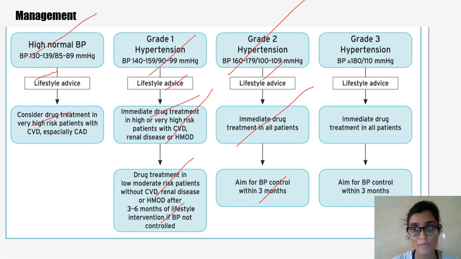Grade 3 hypertension is when BP is more than 180 by 110. Give lifestyle advice. Immediate drug treatment in all patients. Aim for BP control within the next 3 months.